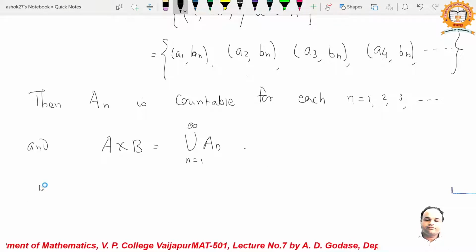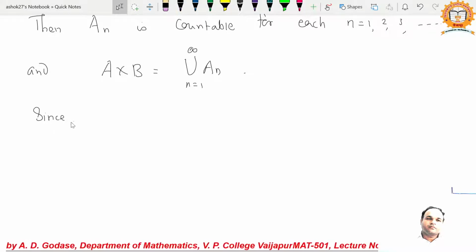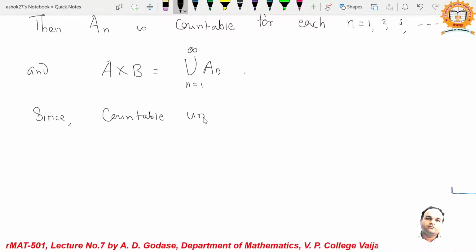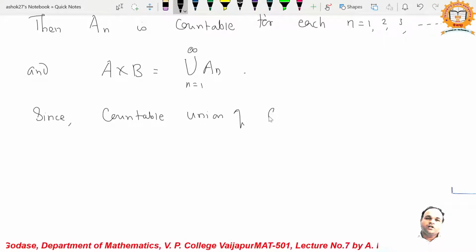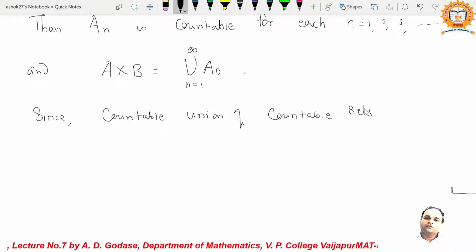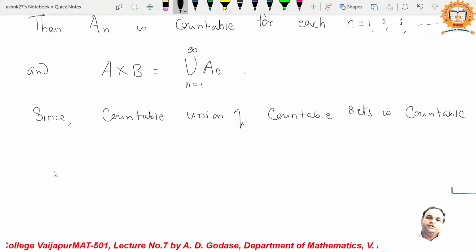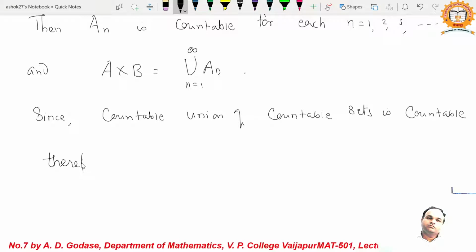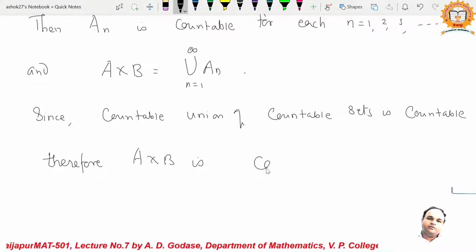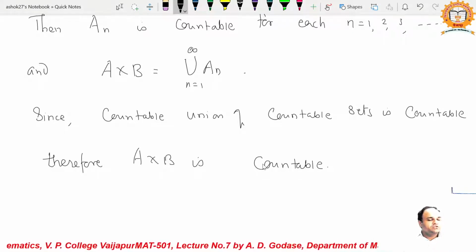Since a countable union of countable sets is countable, therefore A cross B is countable, and that is what we had to prove. So this is the solution of this problem.